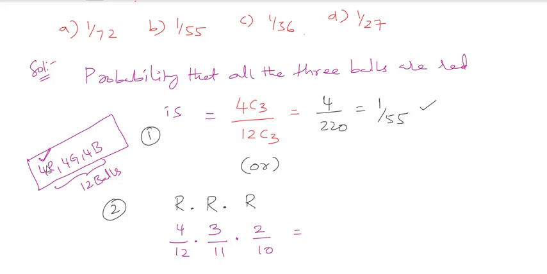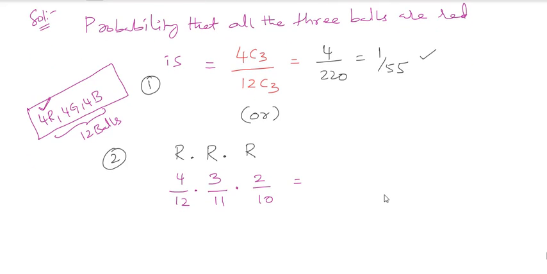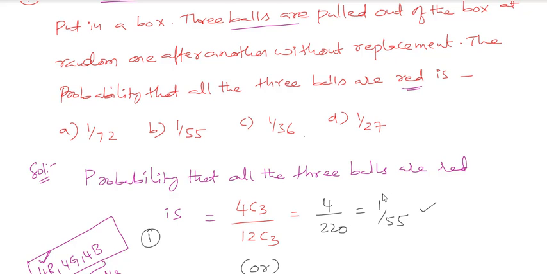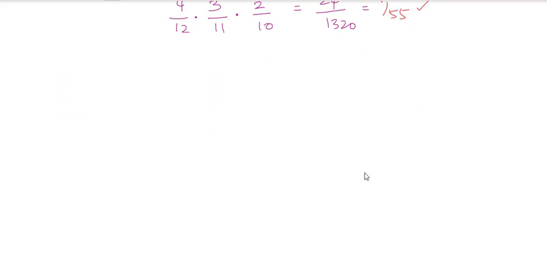If you simplify it, 4 times 3 is 12, 12 times 2 is 24, so 24 divided by 1320. Again if you simplify it, you will have an answer of 1 divided by 55 only. So this is the answer. Option B is the right answer. Clear with my point? That is how you have to solve this previous GATE question.